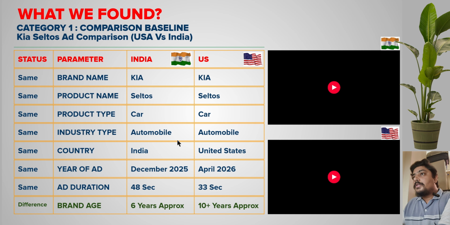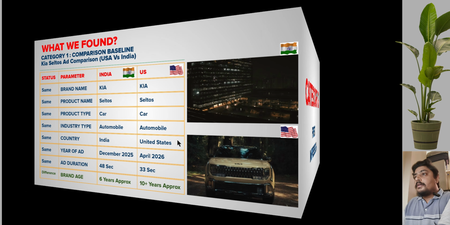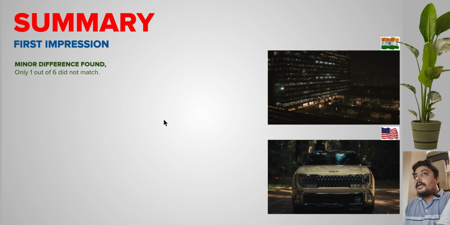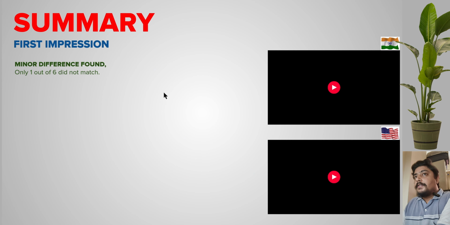Now we will move to the next category, the first impression, and let's see what we found out in the first impression category. In the first impression category, there is only a minor difference: only 1 out of 6 parameters did not match. So let's see what those parameters are.